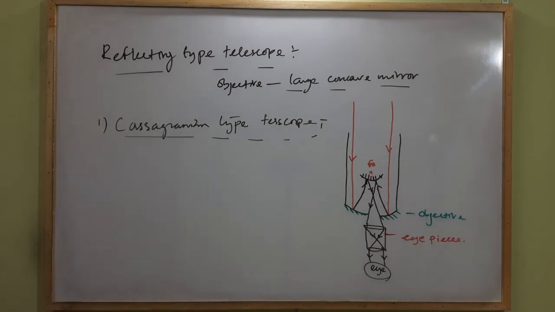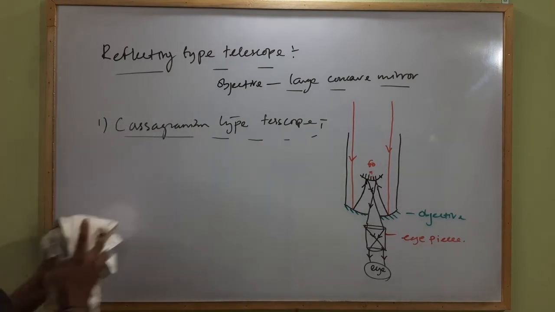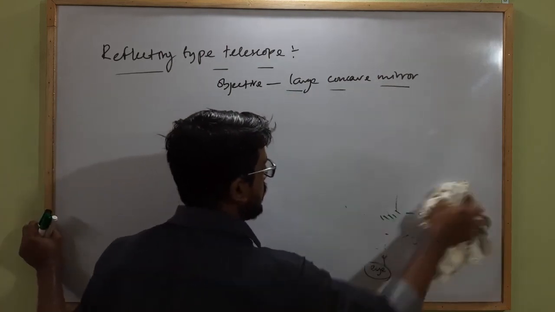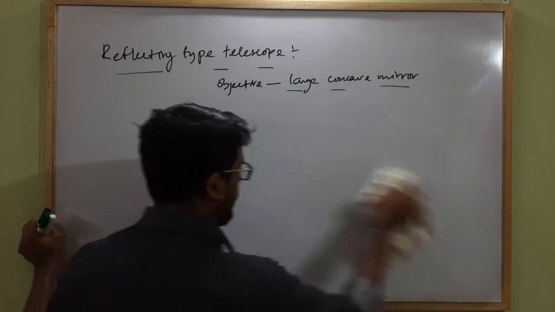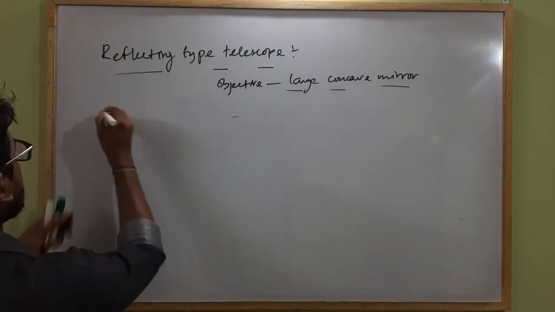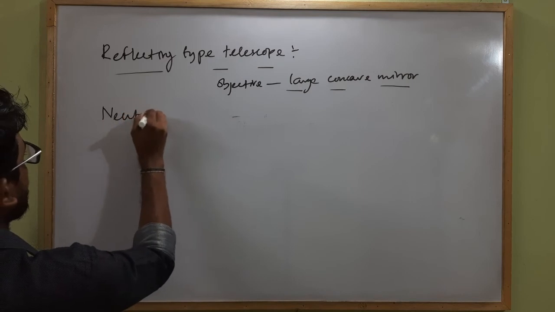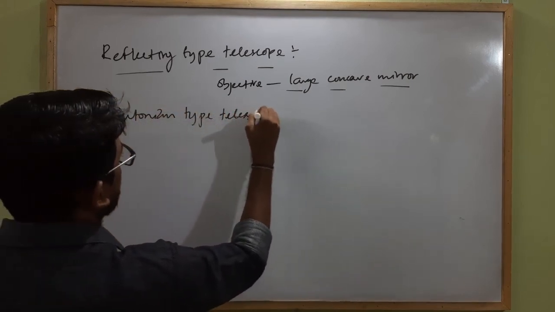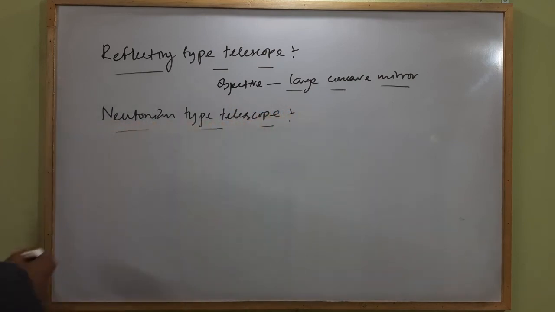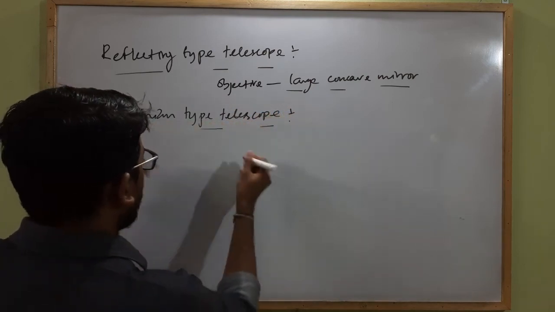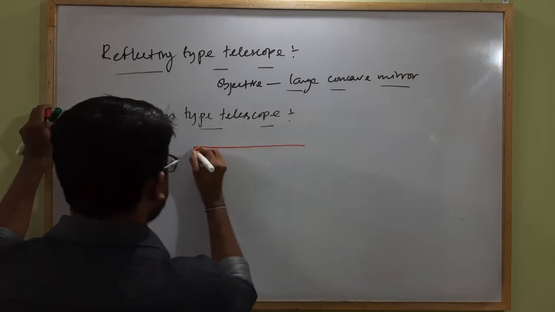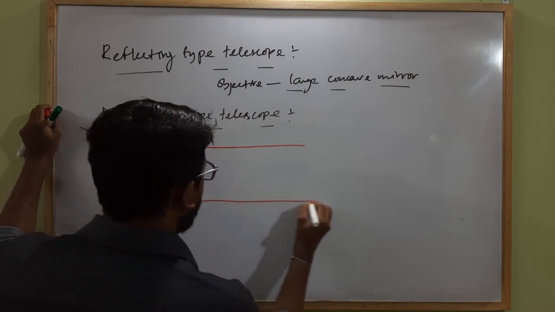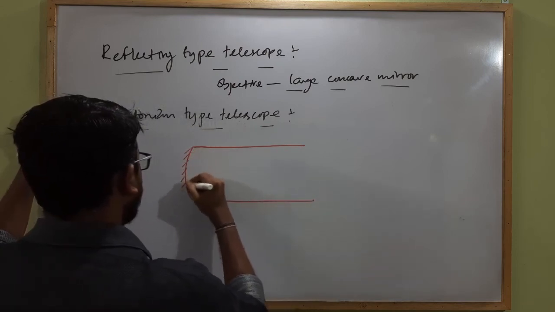There is another type of reflecting type telescope, that is known as the Newtonian type telescope. So what is a Newtonian type telescope? In a Newtonian type telescope, same as before, there is a very large tube. One end of the tube is fixed with a large concave mirror.